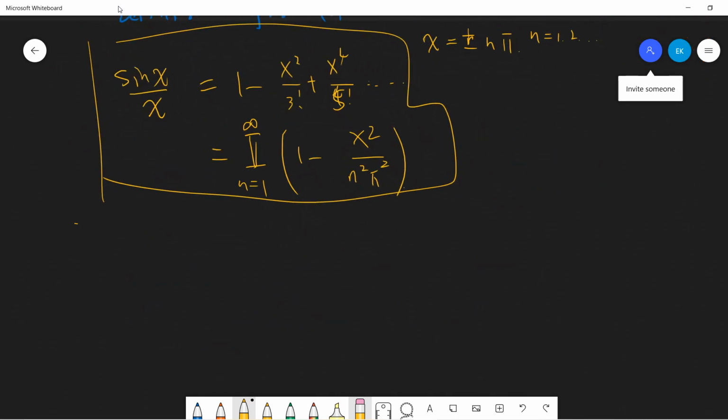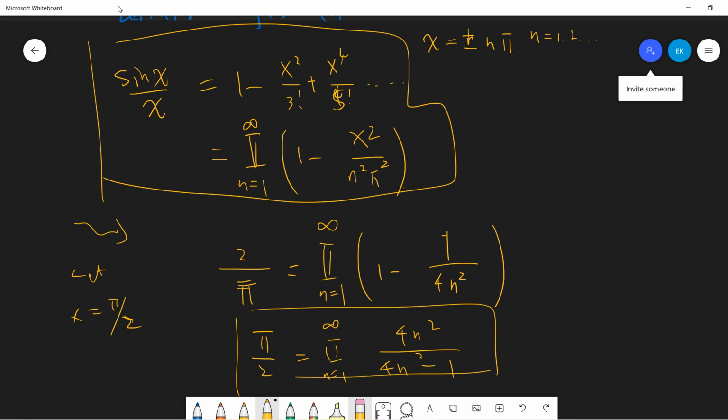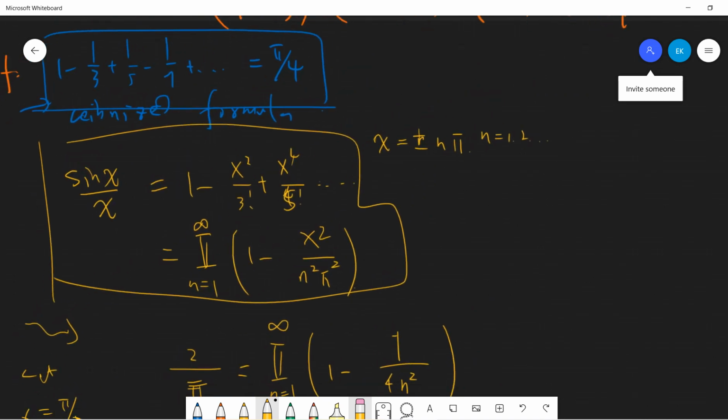Once we have this, let's just let x equal pi divided by 2. The left hand side becomes 2 divided by pi. The right hand side is the product from 1 to infinity of 1 minus pi squared over 4 n squared pi squared, so we can cancel the pi squared. And then we get the answer. So this is the quickest way to prove it, so do not waste your time. This way is the first way.